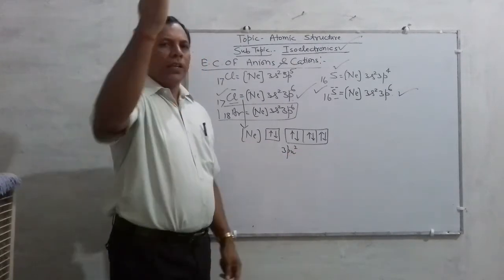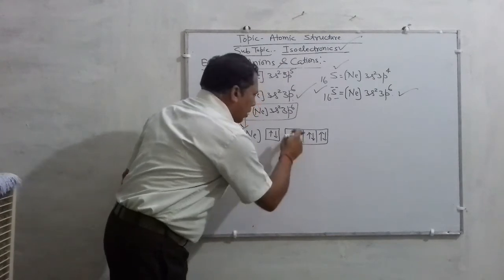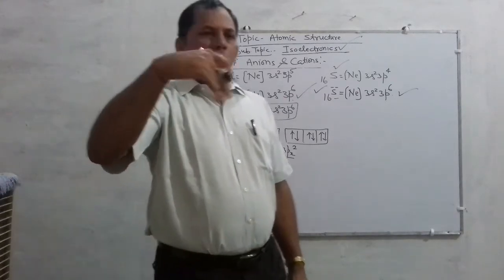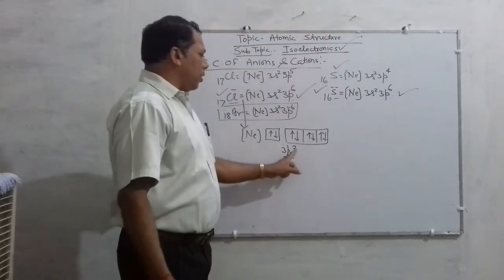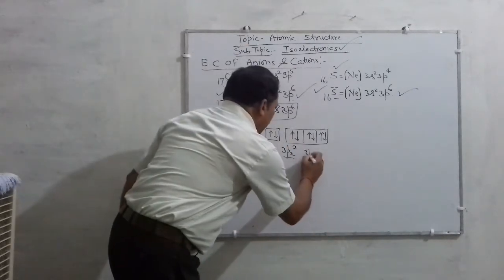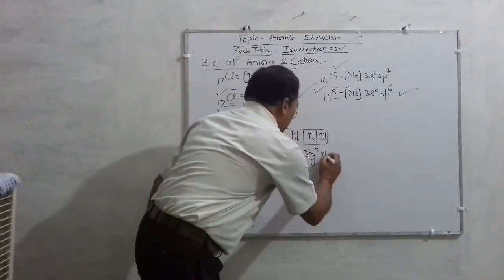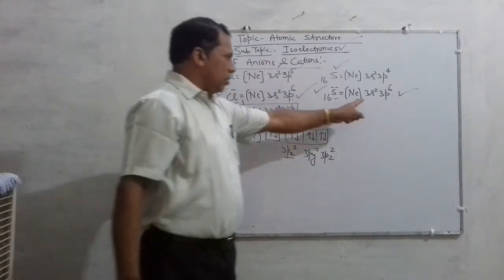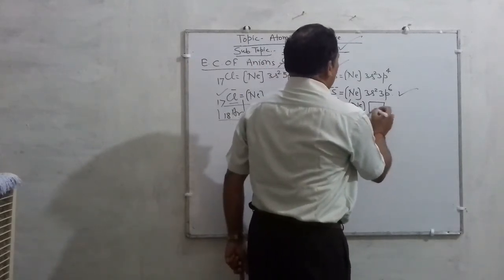This number just represents electrons. It means this is showing 3px, meaning the px orbital containing 2 electrons. So don't say px square. The meaning of square is changed. If you say 2 square, the meaning will change, that will become 4. So here the meaning of 3px2 is that this particular orbital contains 2 electrons. Similarly, this is 3py2, not square. And similarly this is 3pz2. Okay children?